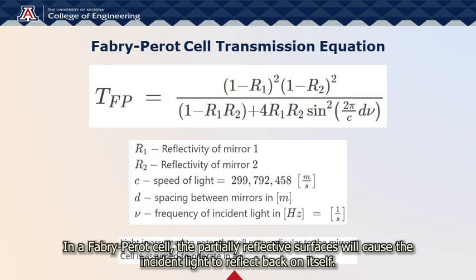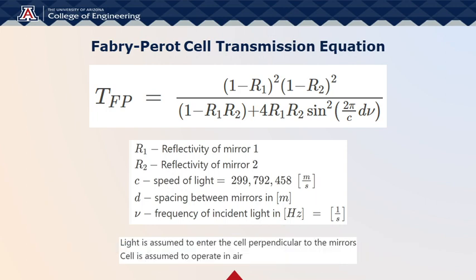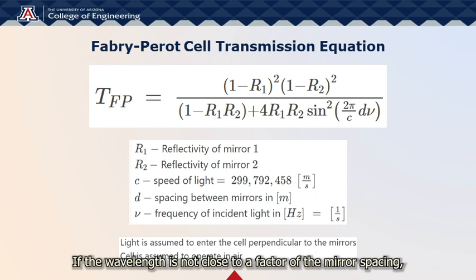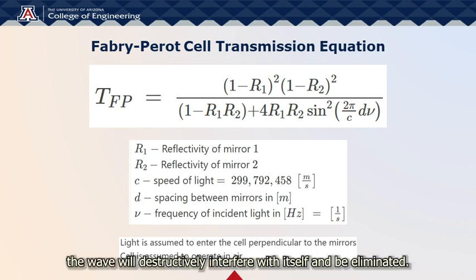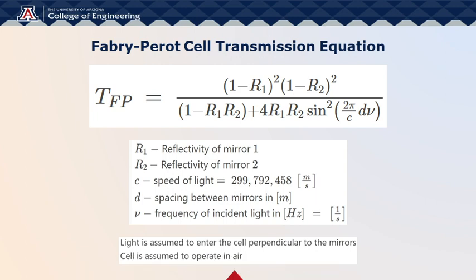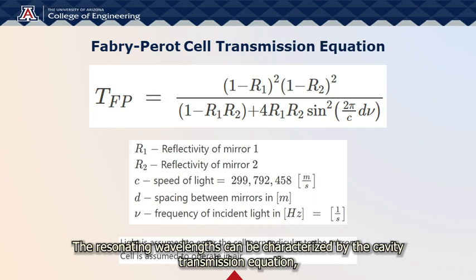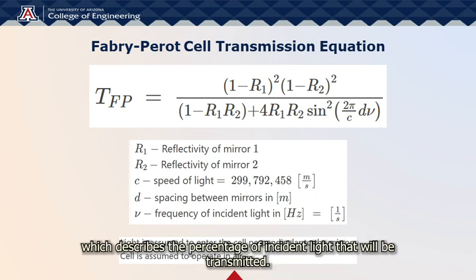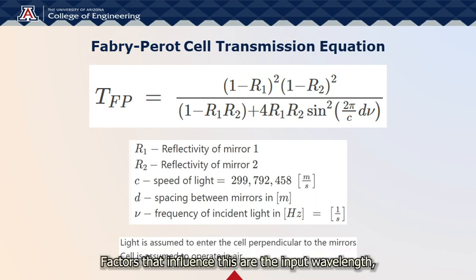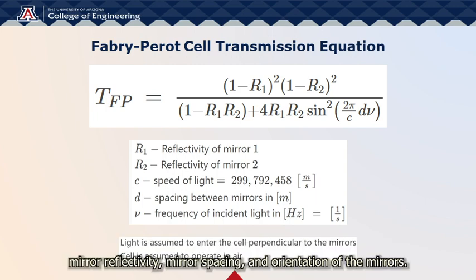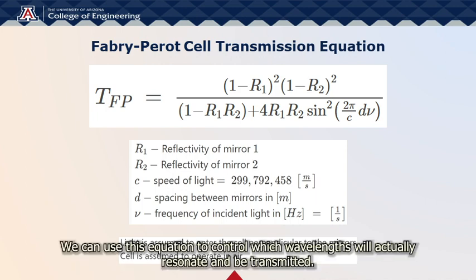In a Fabry Perot cell, the partially reflective surfaces will cause the incident light to reflect back on itself. If the wavelength is not close to a factor of the mirror spacing, the wave will destructively interfere with itself and be eliminated. The resonating wavelengths can be characterized by the cavity transmission equation, which describes the percentage of incident light that will be transmitted. Factors that influence this are the input wavelength, mirror reflectivity, mirror spacing, and orientation of the mirrors. We can use this equation to control which wavelengths will actually resonate and be transmitted.